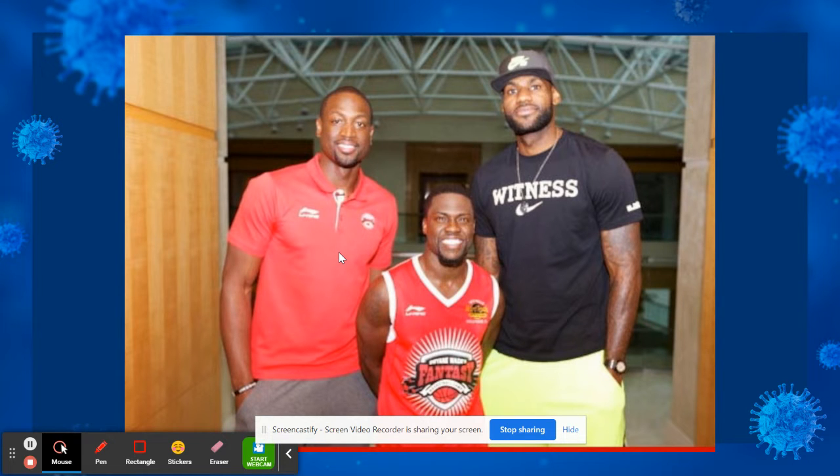Here's just a quick picture of three guys that you may or may not know. But this is LeBron James, Dwayne Wade, and Kevin Hart. Kevin Hart is a comedian that you might recognize.